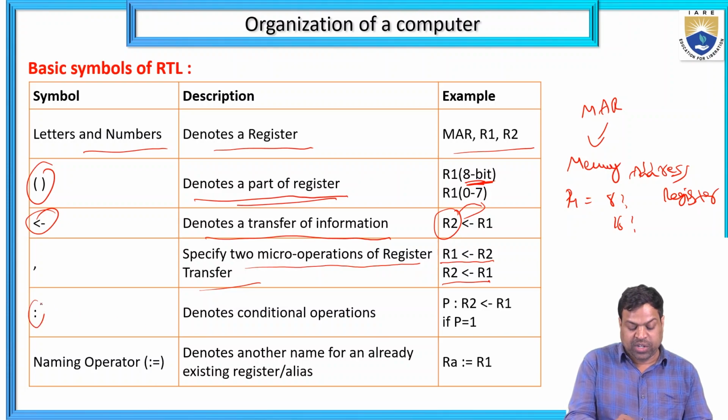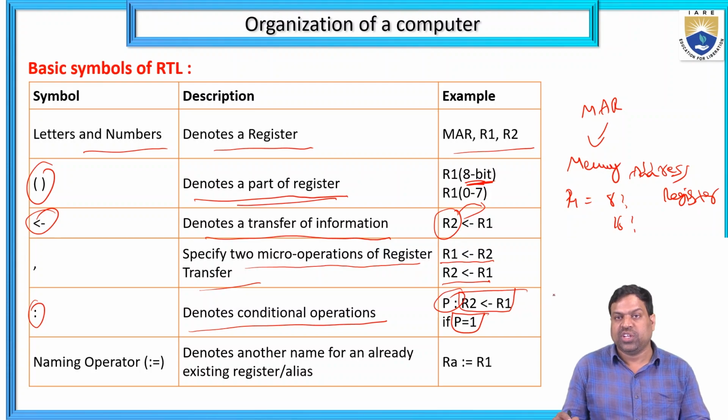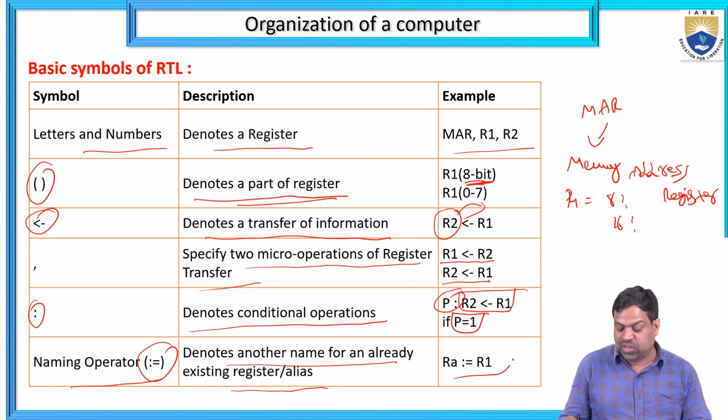And it denotes the conditional operation. P: R2 less than R1, then only it is a condition. If P equal to 1, if means condition. And P also is a condition. What is the condition? R2 less than or equal to R1, then only the condition will be satisfied, otherwise not satisfied. And the naming operator denotes another name of an already existing register, like R2, R1. So these are the basic symbols of RTL, register transfer language.